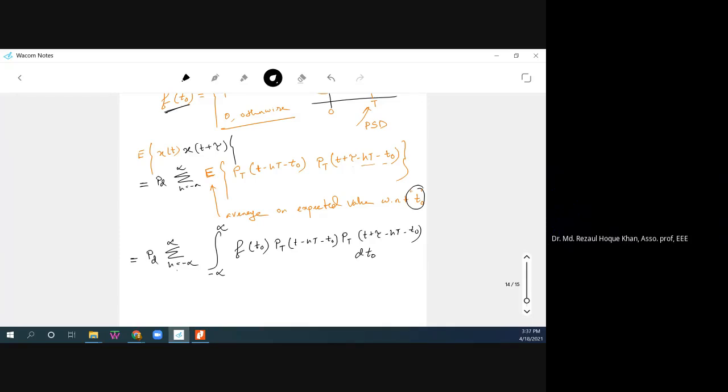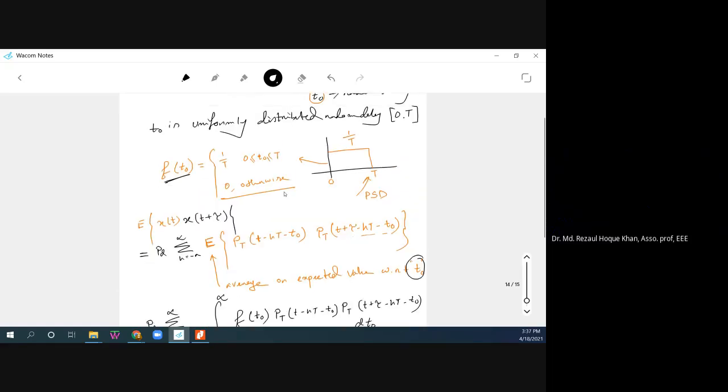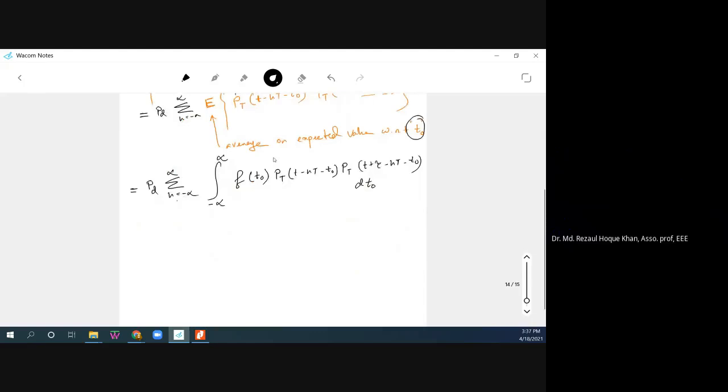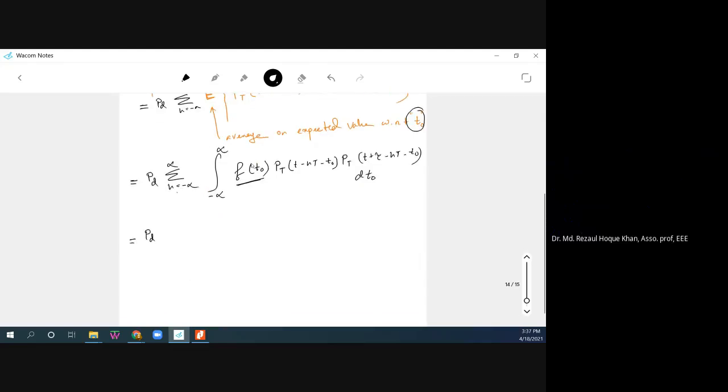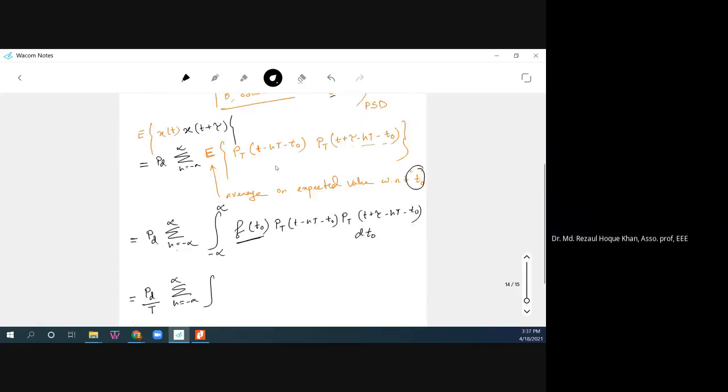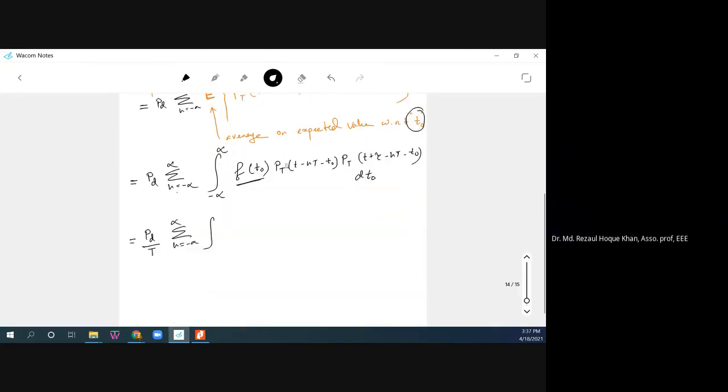Okay. What is this average value? Its nature is from 0 to T. So we can rewrite this P_D. f(t0) is this value, 1 by T. So P_D equals 1 by T times the integral, with limits from 0 to T, of p(t minus kT minus t0) p(t plus tau minus kT minus t0) dt0.